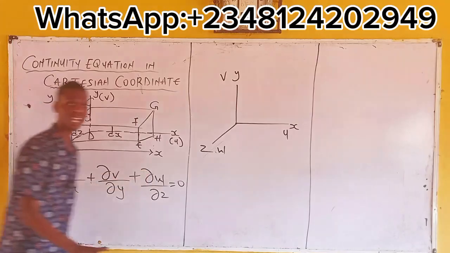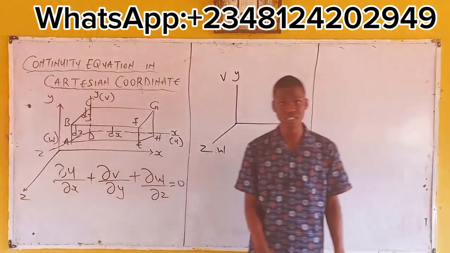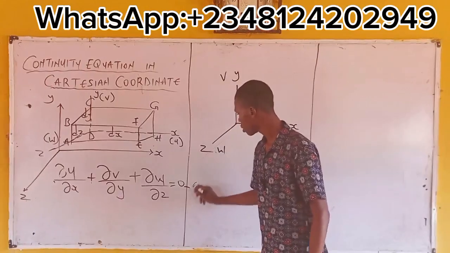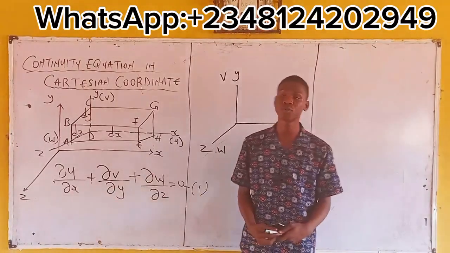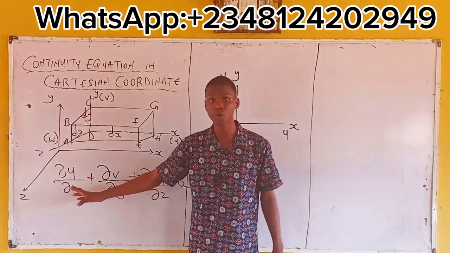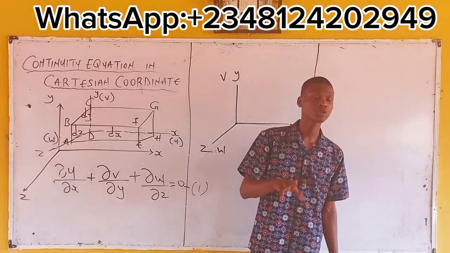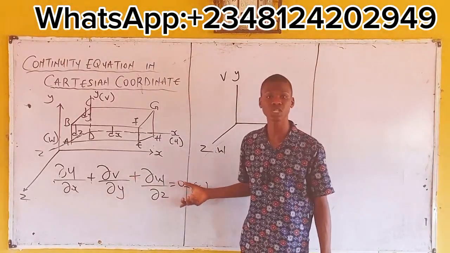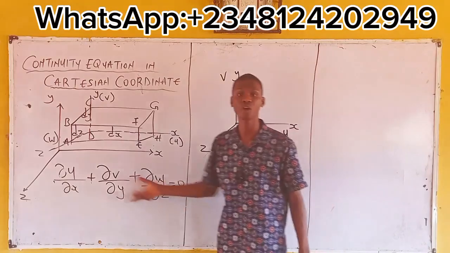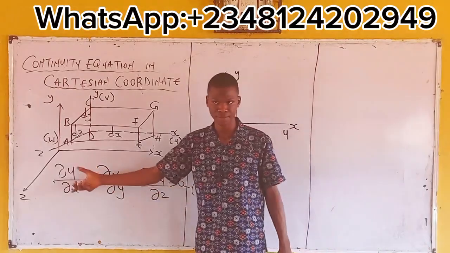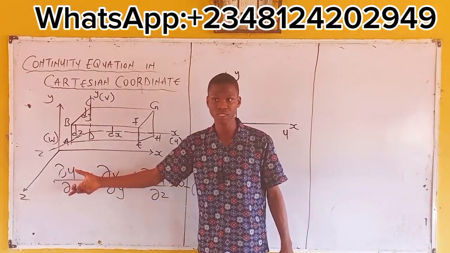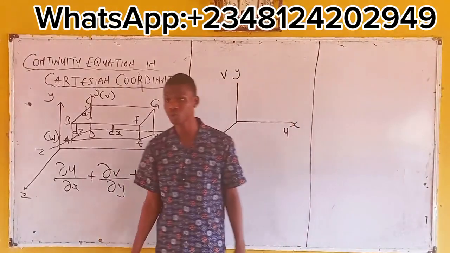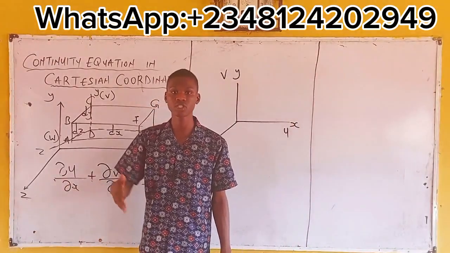So whenever you are given a question that says verify if this, take note, this formula, call this equation 1, holds for incompressible flow. We also have one for compressible flow, but we said earlier that we are dealing with incompressible flow. Given any question to verify if your flow is incompressible, once this equation is satisfied, it means the flow is incompressible. But if it is not satisfied, the flow is not an incompressible flow.